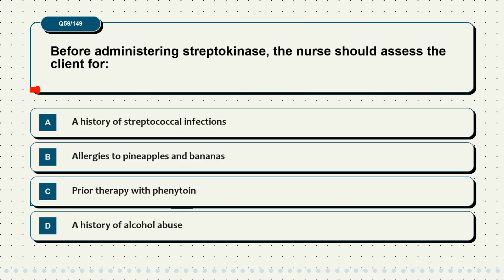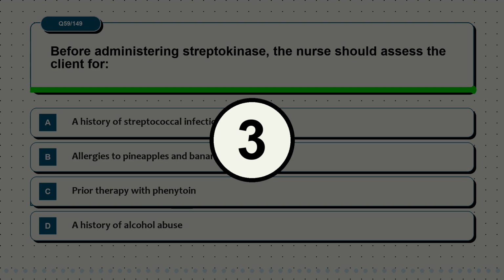Question 59. Before administering streptokinase, the nurse should assess the client for. Here are the options. Option A. A history of streptococcal infections. Option B. Allergies to pineapples and bananas. Option C. Prior therapy with phenytoin. Option D. A history of alcohol abuse.